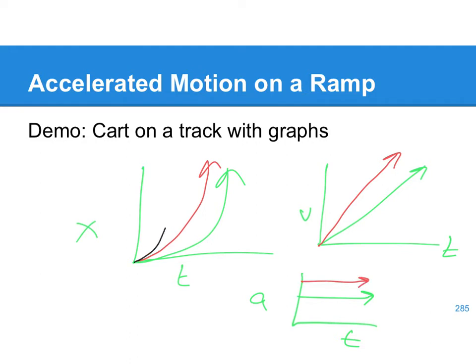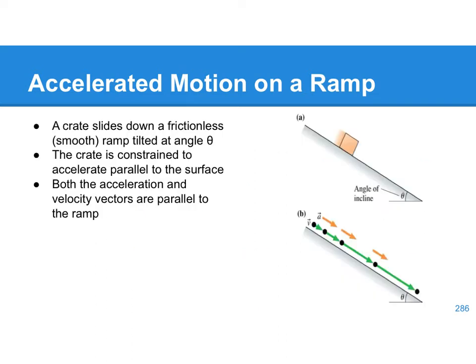So as I go from trial to trial, things are just going to happen at a greater rate because they all have greater accelerations from trial 1 to trial 2 to trial 3 as I'm increasing the angle of the incline.